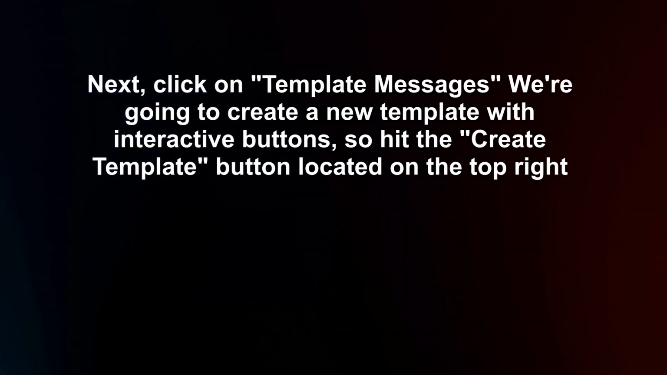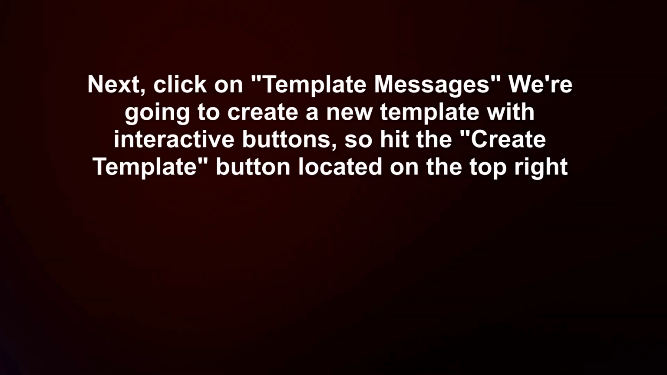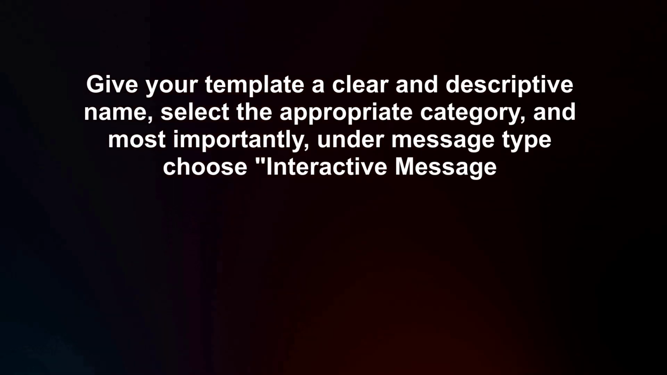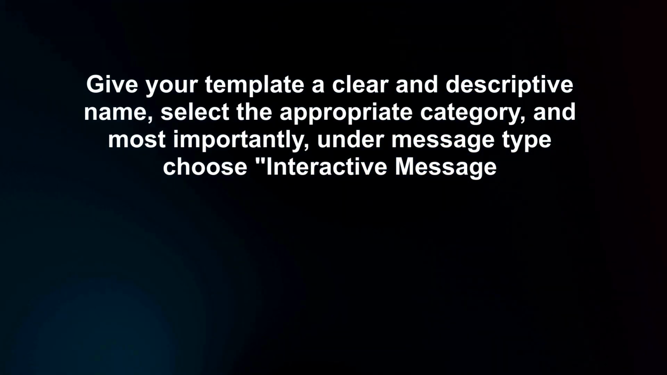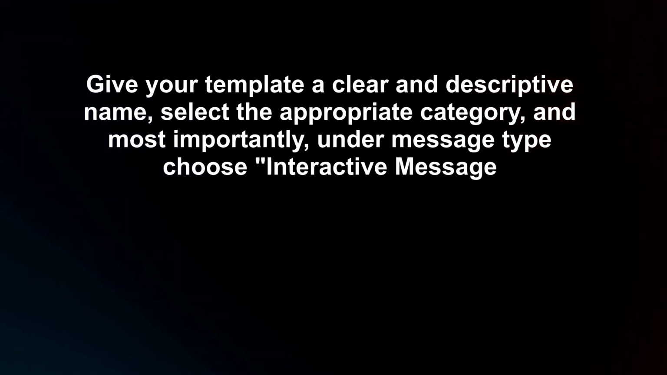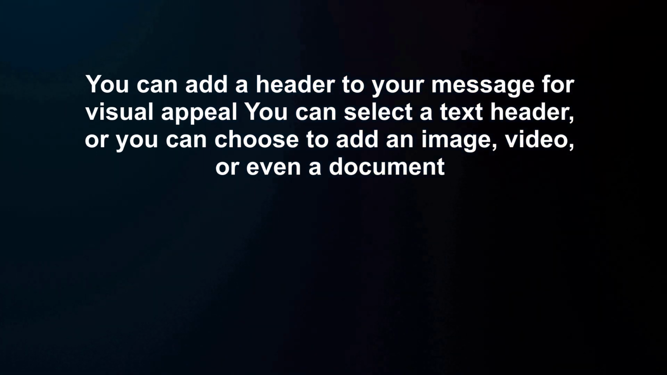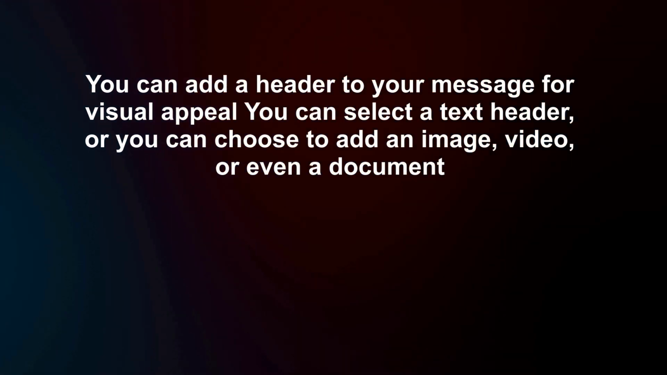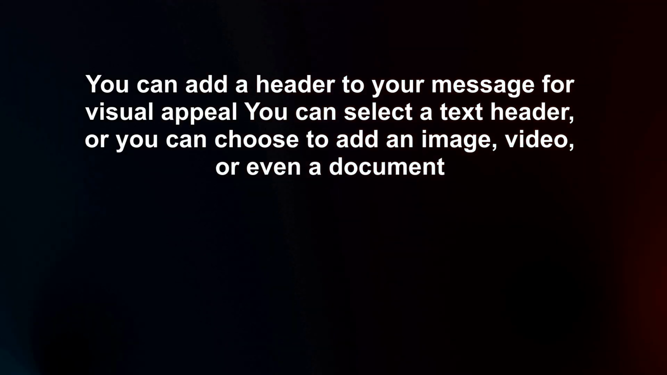We're going to create a new template with interactive buttons, so hit the Create Template button located on the top right. Give your template a clear and descriptive name, select the appropriate category, and most importantly, under Message Type choose Interactive Message. You can add a header to your message for visual appeal. You can select a text header, or you can choose to add an image, video, or even a document.